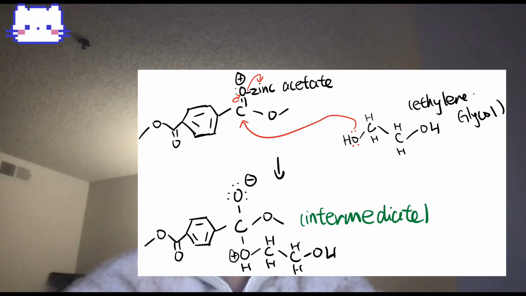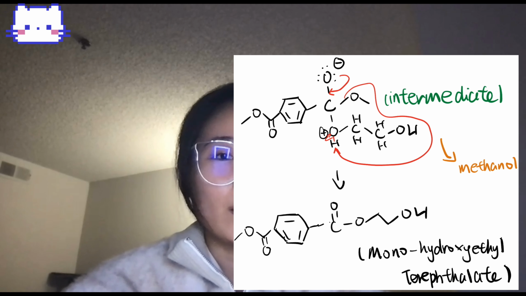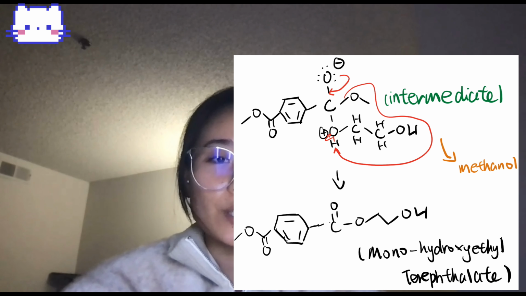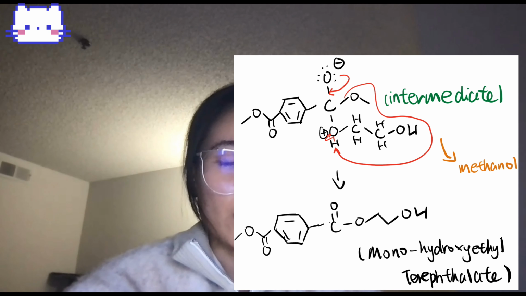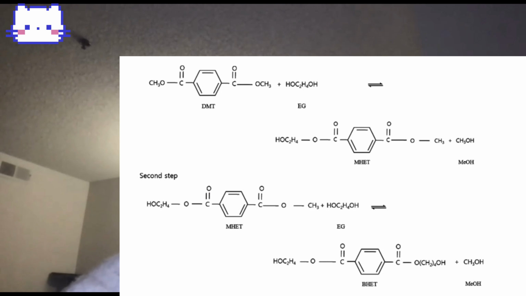It attacks the carbonyl carbon of the ester groups in DMT, forming a tetrahedral intermediate. This intermediate structure is unstable, and the reaction proceeds via a proton transfer mechanism. The breaking of the C-O bond in methyl ester leads to the release of methanol. The first step forms an intermediate, monohydroxyethyl terephthalate. This structure still has one remaining methyl ester group, which allows a second trans-esterification reaction. This leads to another nucleophilic substitution, forming bis-2-hydroxyethyl terephthalate as the final product, and another methanol molecule is released.